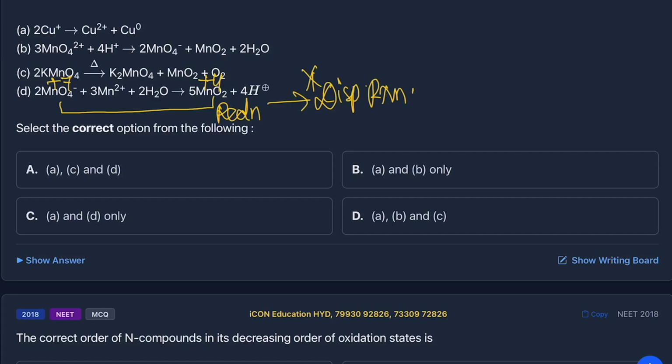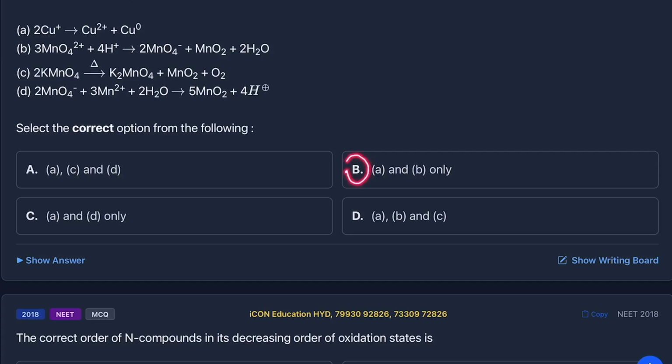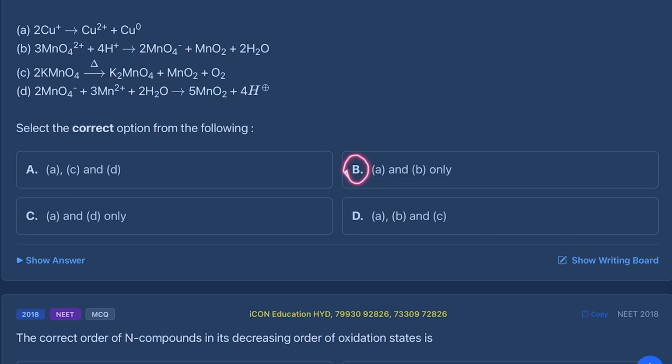The same substance undergoing oxidation and reduction, forming two different products, is called a disproportionation reaction. It happens only in option A and option B, so A and B are our correct options. So option 1, that is A and B, is our correct option.